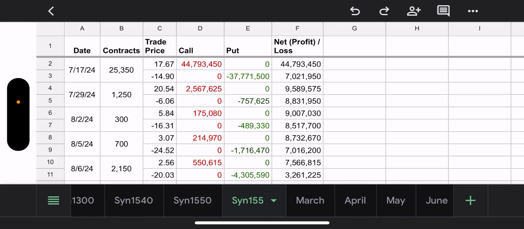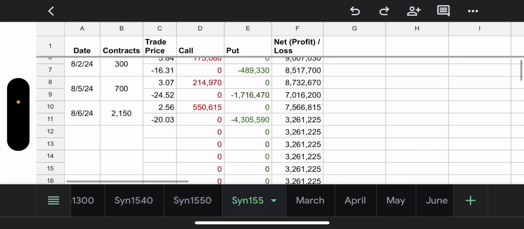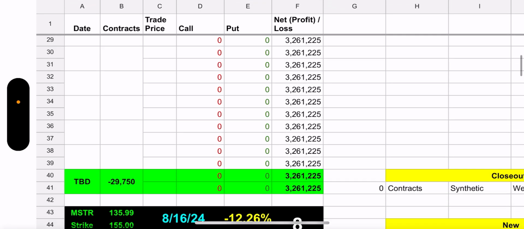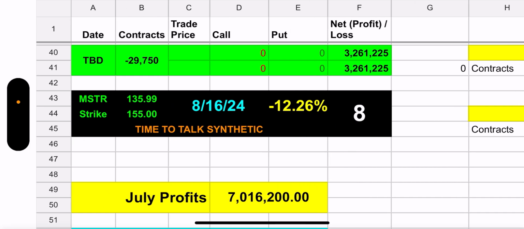So let's just take a look. Now the tab, instead of synthetic 1550, is a synthetic 155. The contracts are all times 10 and the trade price they got is divided by 10, so in the end the net figures that I update are all the same result. Obviously the strike changed to 155, and the current MSTR price changed to 135. So this synthetic we need to talk about because it's 8 days away, 12% away, in danger. Will they catch up? Will they make a profit? Who knows? We've got a strike of 155. We'll see.